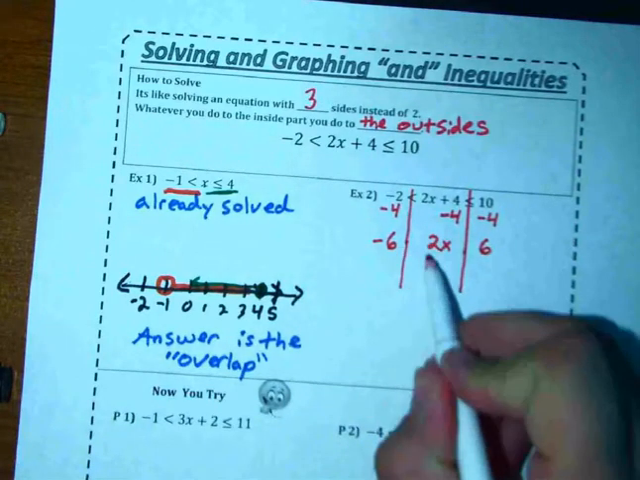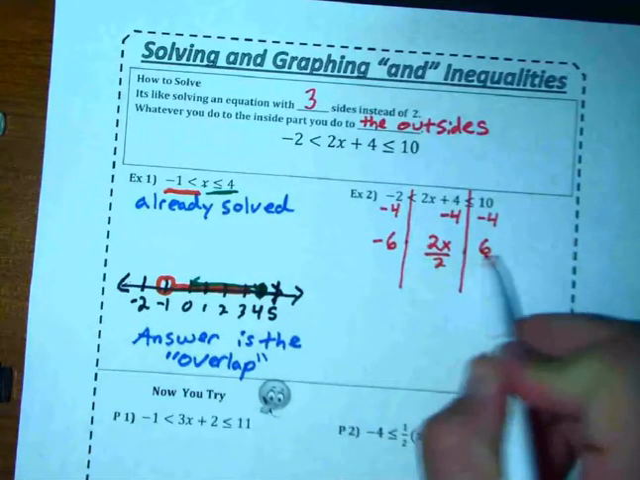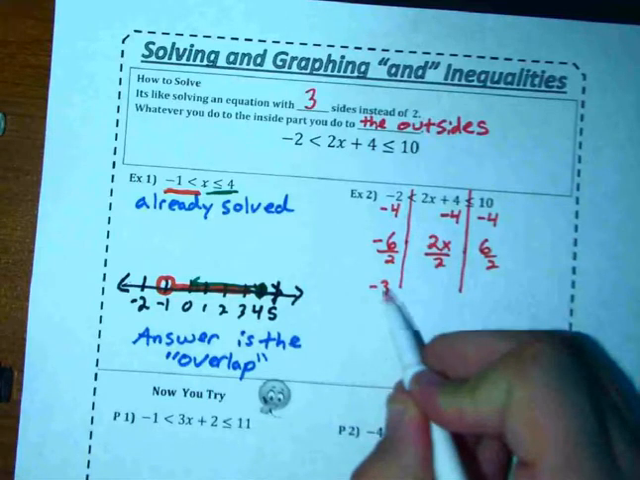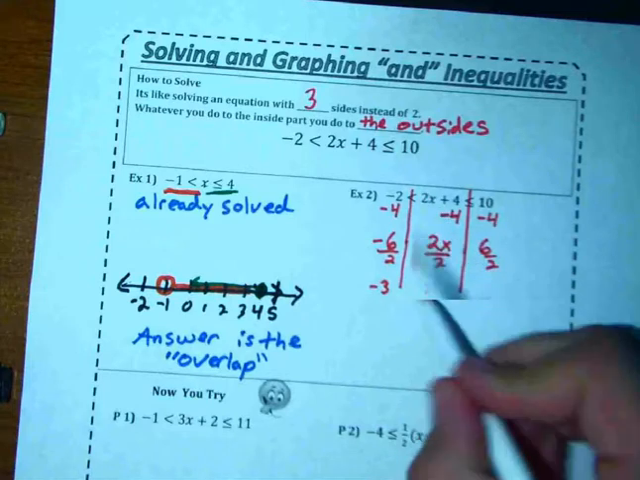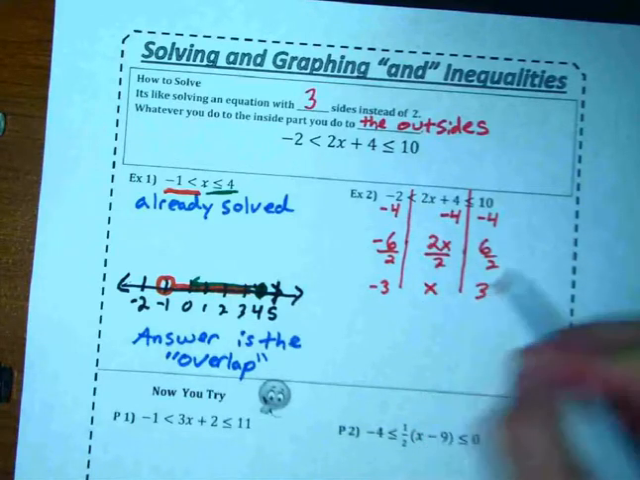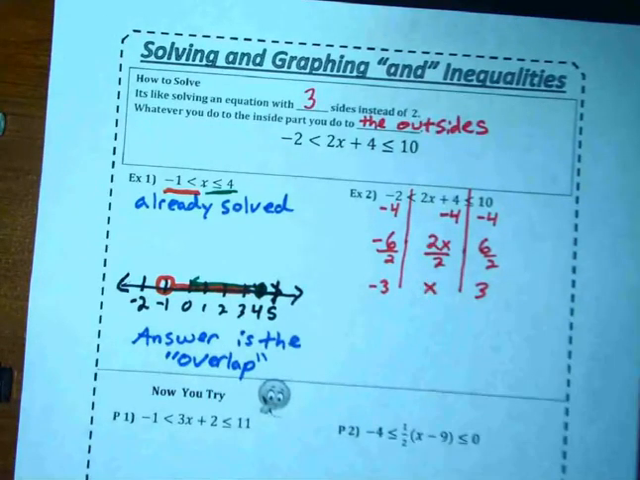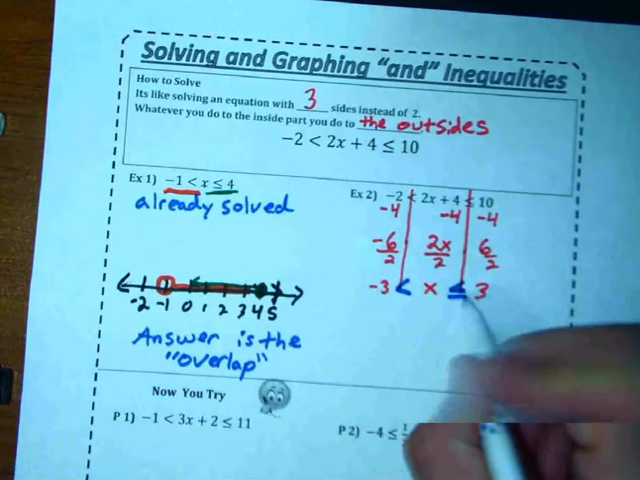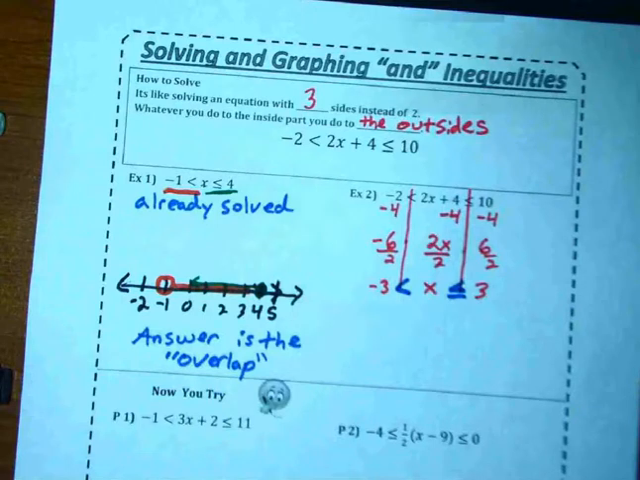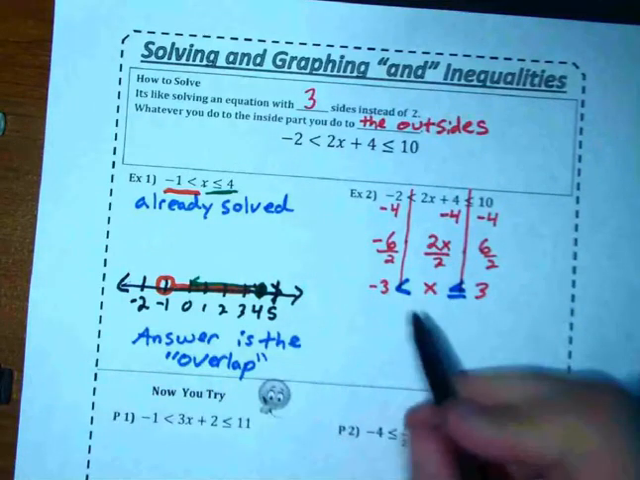The next step would be to divide by 2. So negative 3 is going to be less than or equal to x, which is going to be less than or equal to 3. So negative 3 is less than or equal to x, which is less than or equal to 3. So just like we did on number 1, we need to draw our number line.